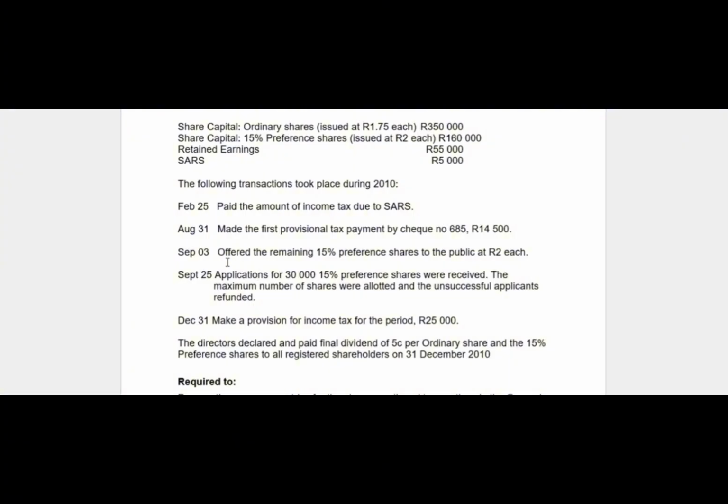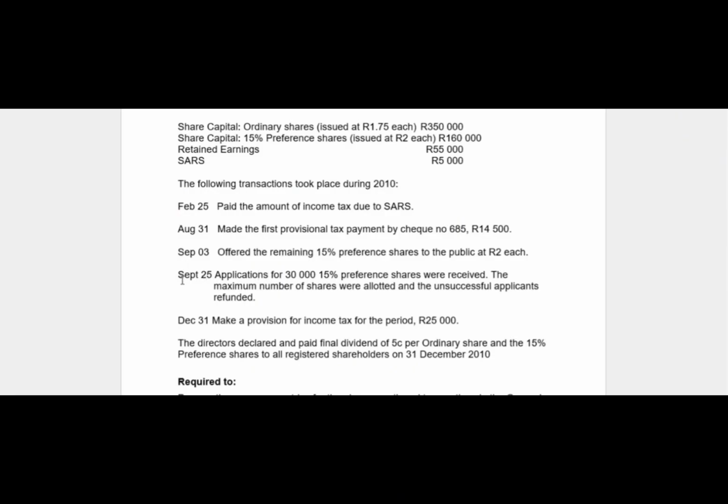Remember. So now I want us to go and look at this. Remember, they did not give you the remaining shares. They just told you we have offered the remaining 15% preference shares to the public at R2 each. Right? So now we cannot offer, or issue, or allocate before we receive an application.